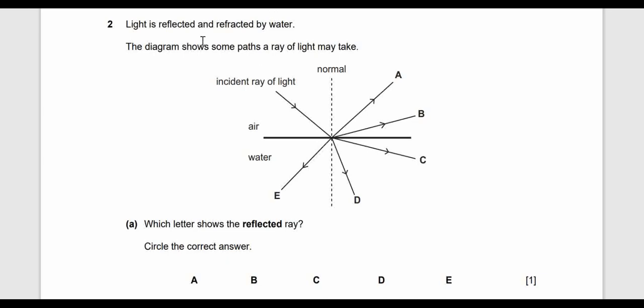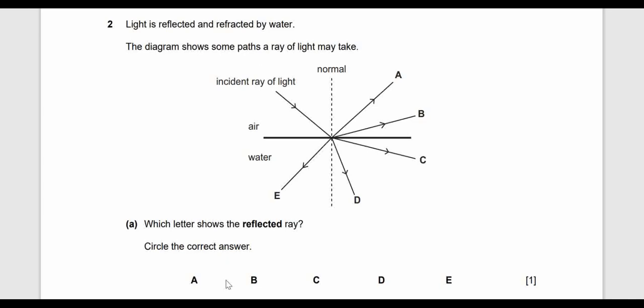Light is reflected and refracted by water. The diagram shows the path a ray of light may take. Incident ray of light, normal line, air, the border between air and water. A, B, C, D, E are the options. Question A. Which letter shows the reflected ray? Circle the correct answer. 10, 9, 8, 7, 6, 5, 4, 3, 2, 1.